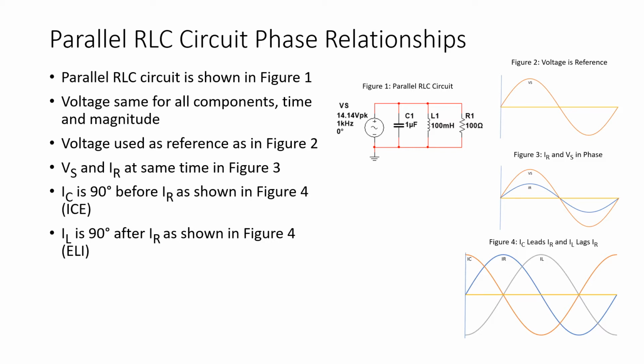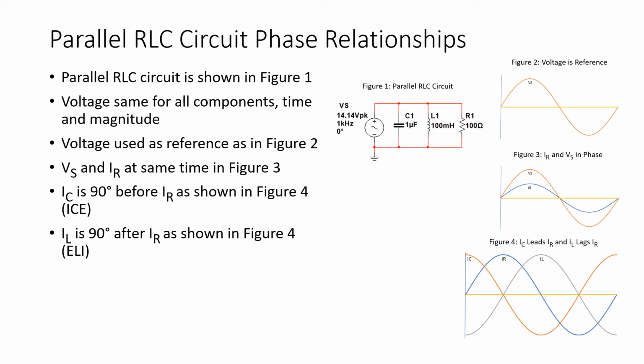In parallel circuits, the voltage is the same for all components, both in magnitude and time. So V source equals VC equals VL equals VR. So we're going to use voltage as the reference for this circuit with respect to time, and we see this illustrated in Figure 2.